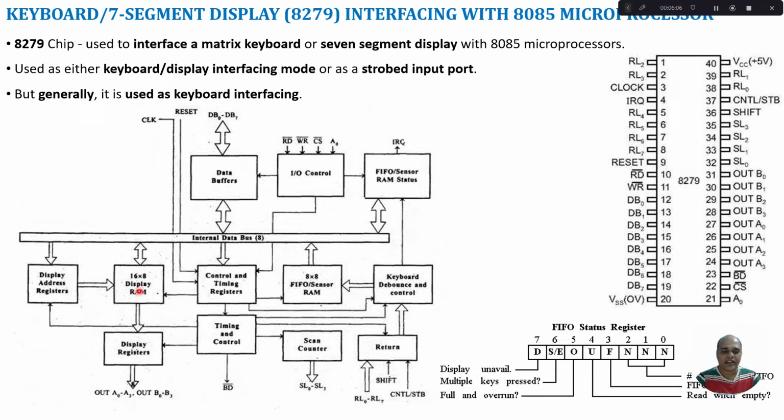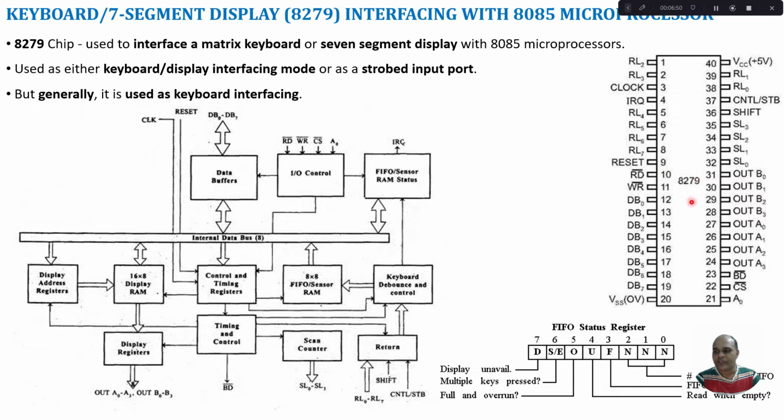From the 16 characters, a particular character will be selected by the display address register, and it can go to the display register for visualization. It will get connected to the 7-segment displays through these lines. So 16 characters can be stored in the display RAM, the location of the character is identified by the address register, that data goes to your display register, and the display register is routed to your 7-segment display. So this is the architecture of your 8279 IC, which supports both keyboard mode as well as display mode. Now let us look at the pin details of your 8279.